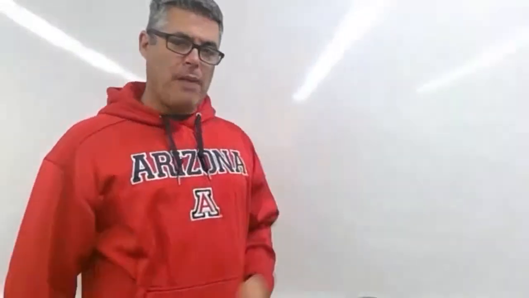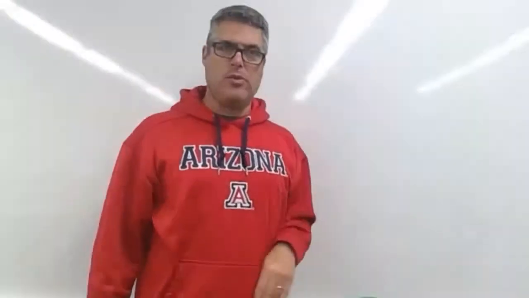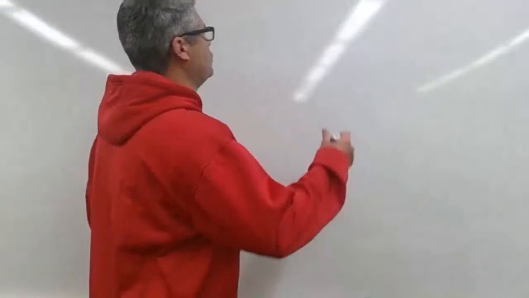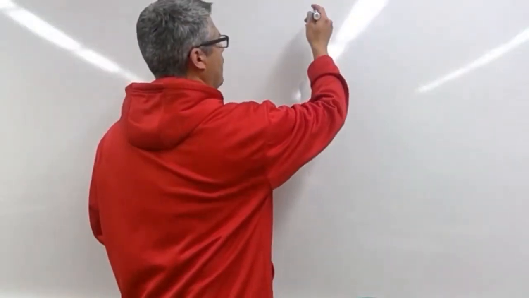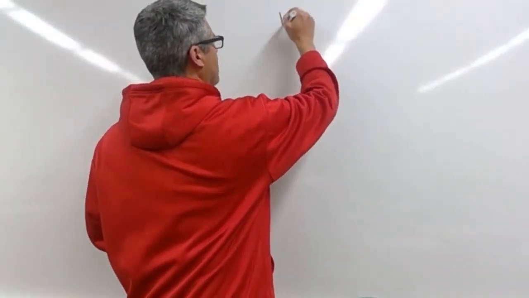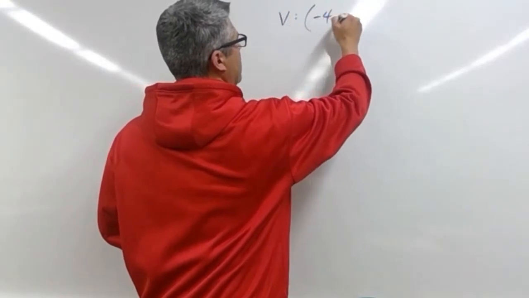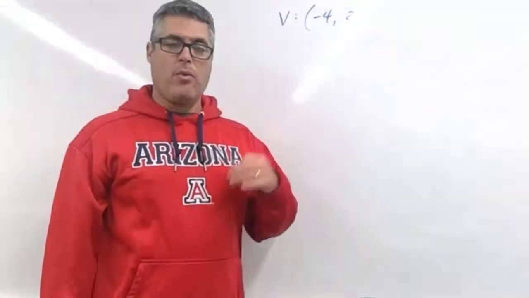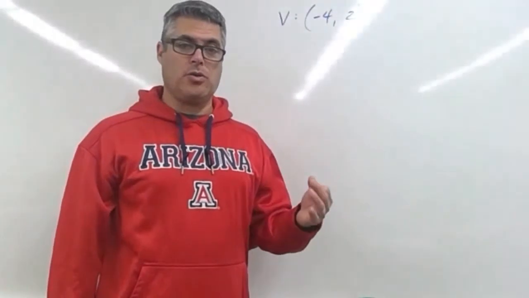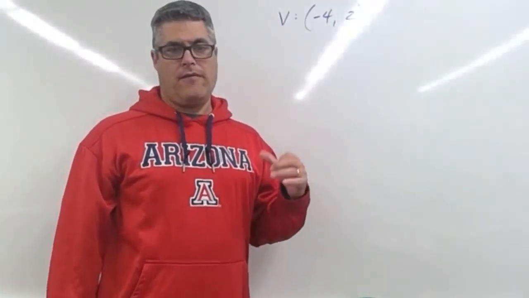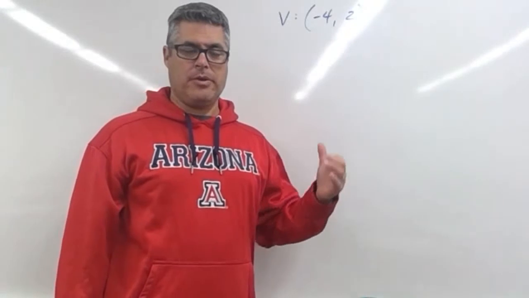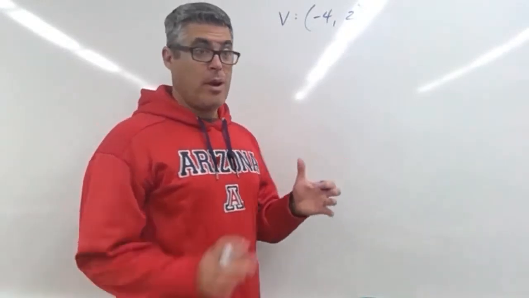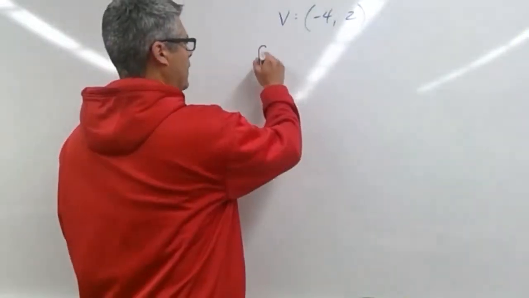So we're going to go over a couple of problems today from lesson 8.5b, which we started today. So let me throw out the first example. If they want the vertex to be at -4, 2, and they want you to write a quadratic function for that particular point. So remember, vertex form, right?